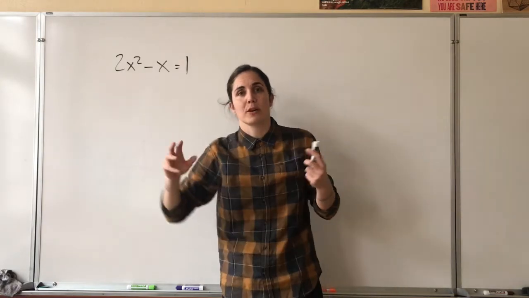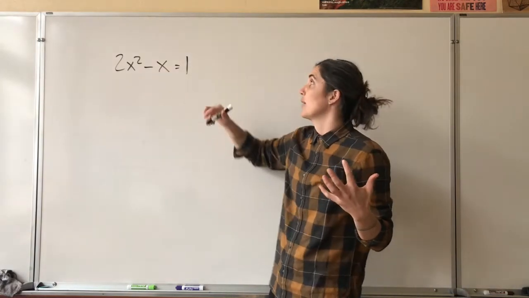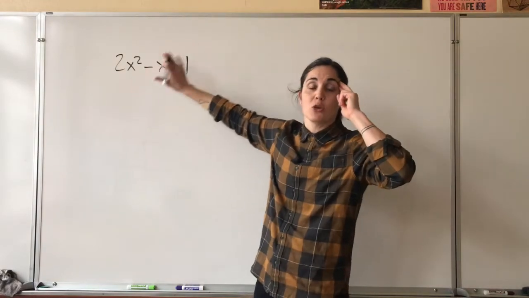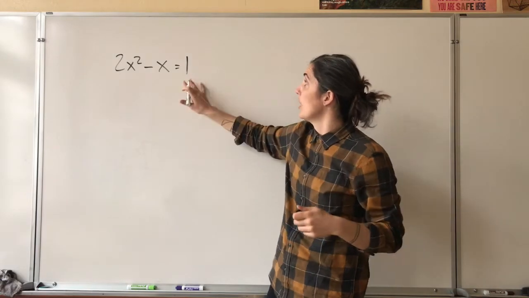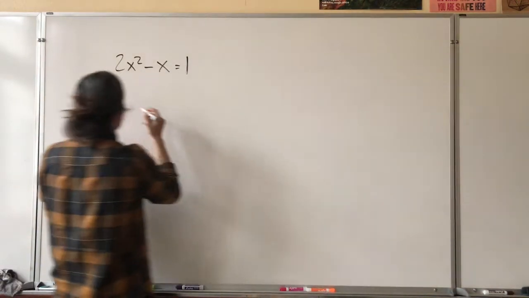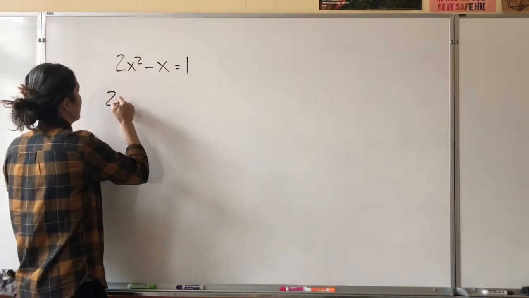So there's a few important things. The first thing is that when you're solving a quadratic, you want it to be equal to 0. I'll tell you why in a minute. But so I want this to be equal to 0. So I'm going to subtract 1 from both sides.